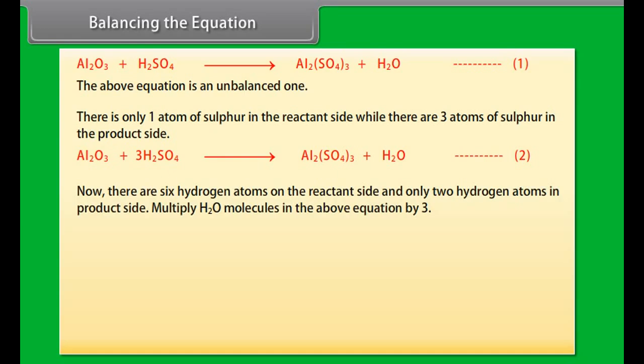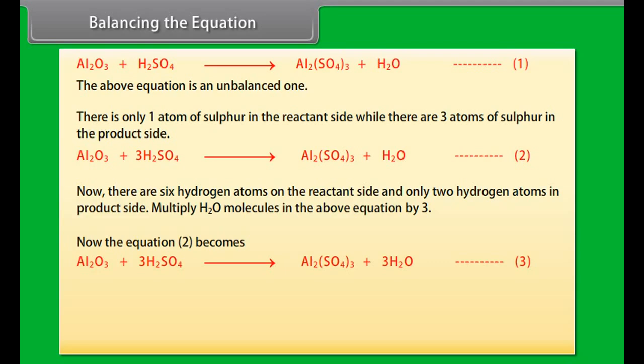Al2O3 plus 3H2SO4 gives Al2(SO4)3 plus H2O, equation 2. Now there are 6 hydrogen atoms on the reactant side and only 2 hydrogen atoms on the product side.